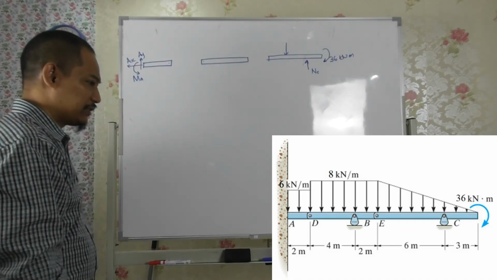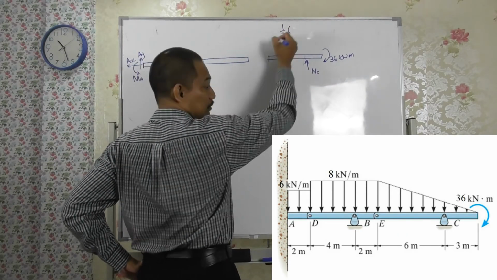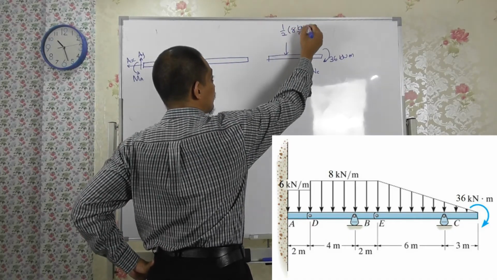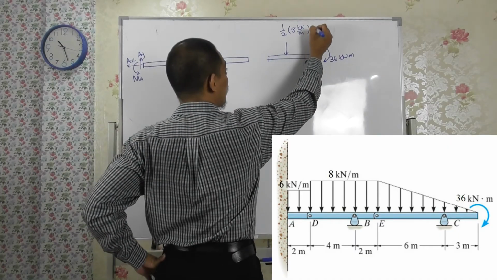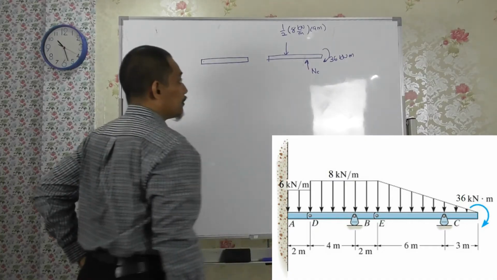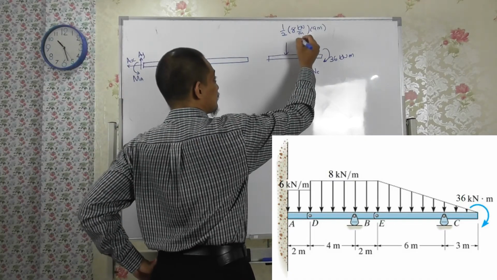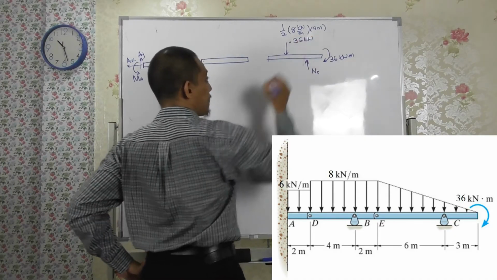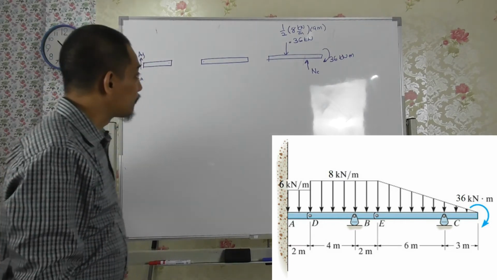Do you know the value there? You should, right? So it's a triangle, so half times 8 kilonewton per meter times the distance of 9 meter, right? So 4 times 9 is 36 kilonewton, right? Okay.